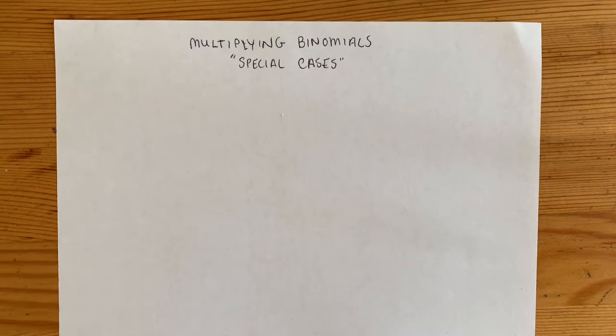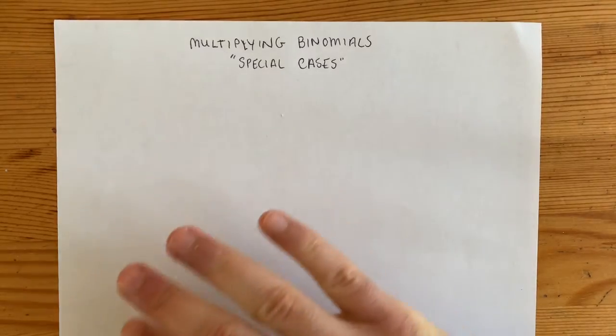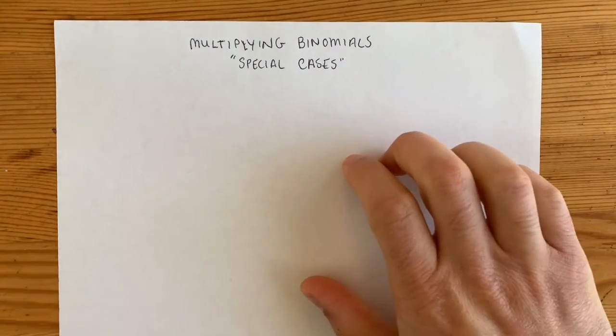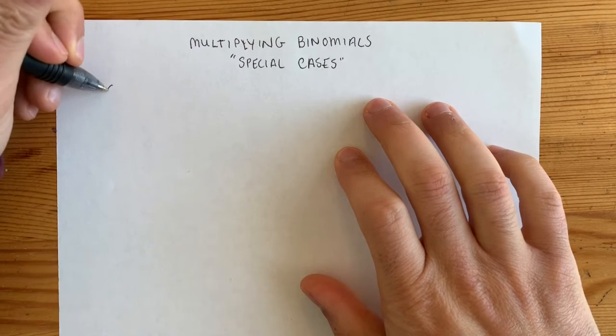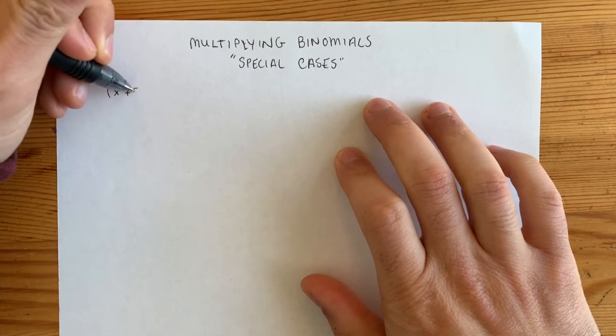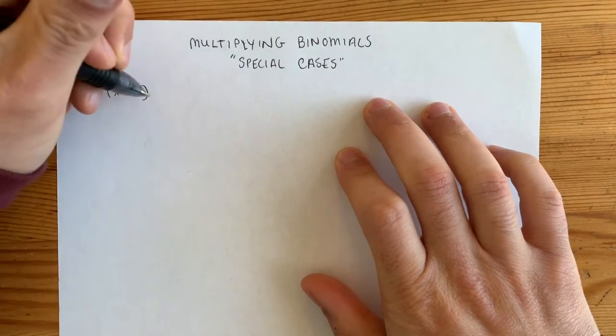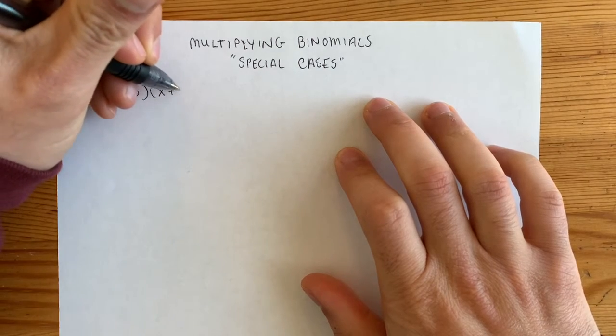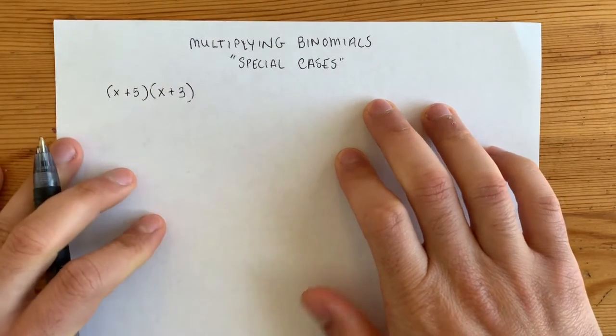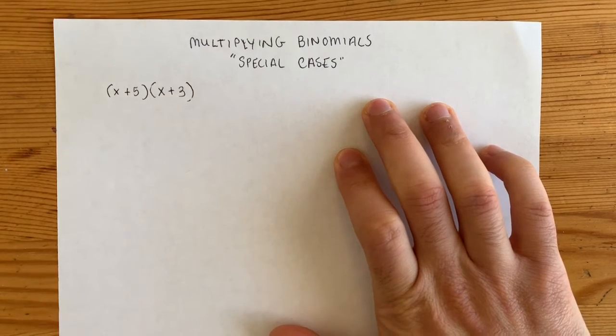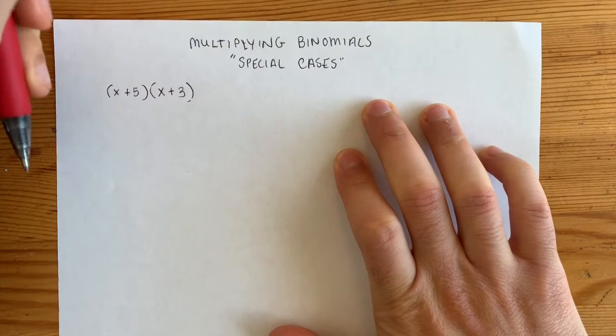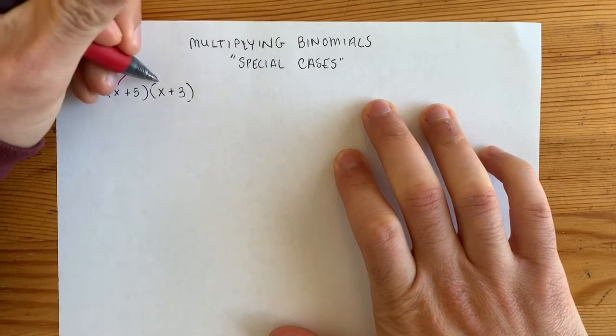Our lesson today is called Multiplying Binomials, which we've already done, but there are some special cases. So let's just review multiplying binomials, what that looks like. Here's an example of a binomial multiplied by another binomial. We have to do the distributive property, or FOIL, which is the term we use for multiplying binomials.